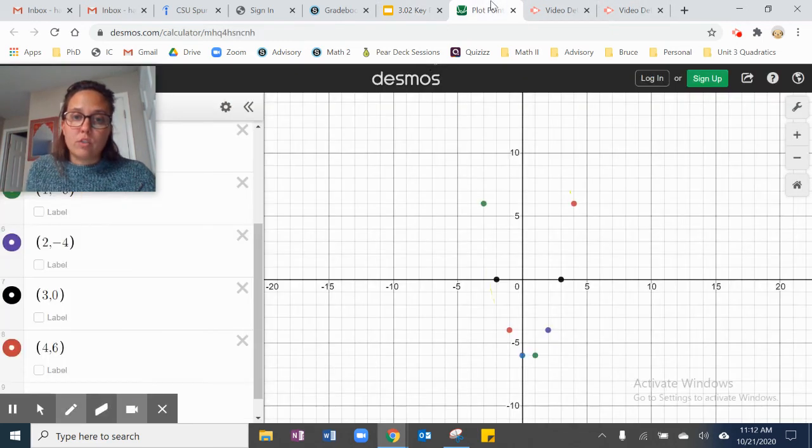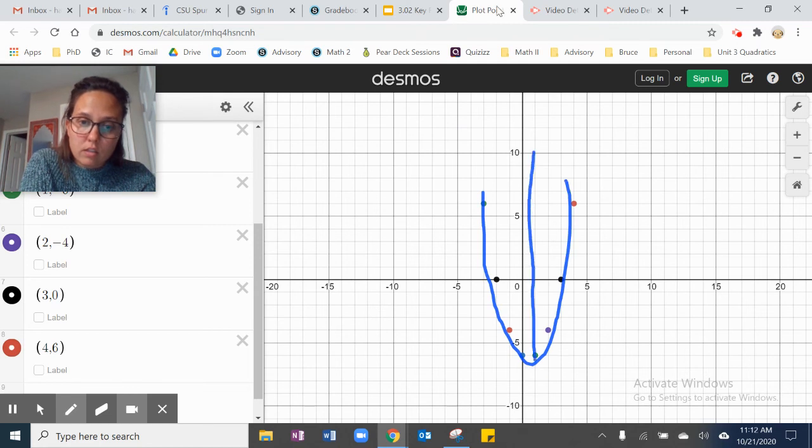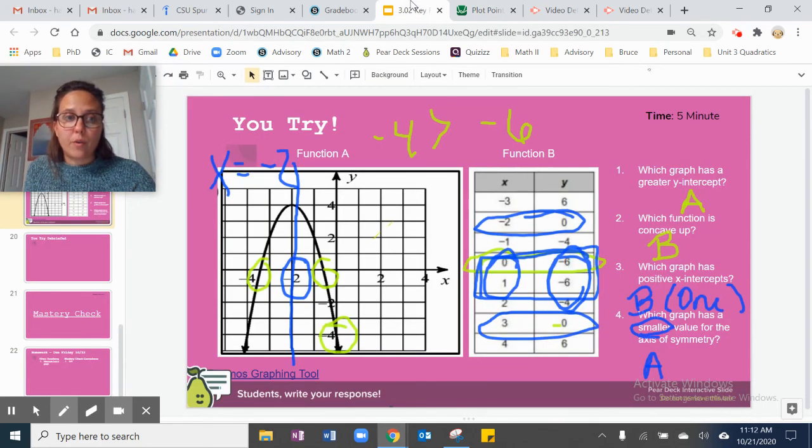But if we wanted to double check on our graph, we could also see that the axis of symmetry would be between 0 and 1, just for reassurance. So in any case, function A has the smaller axis of symmetry value.